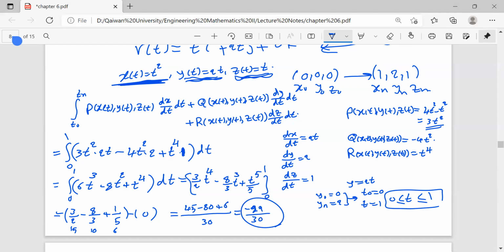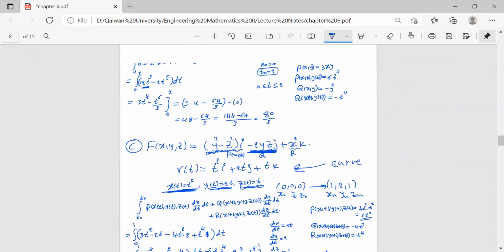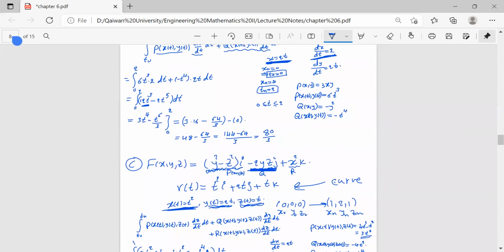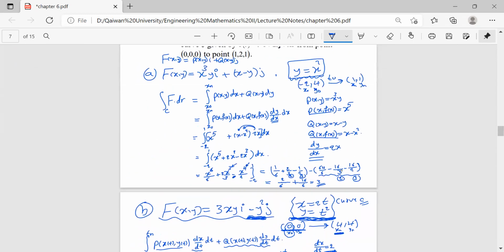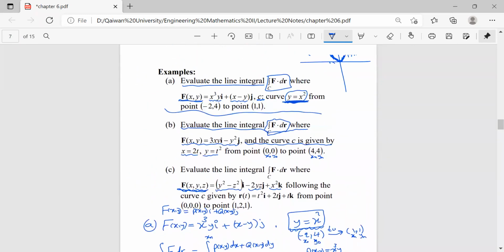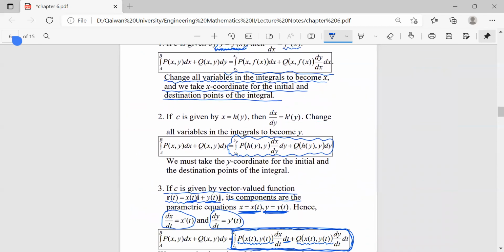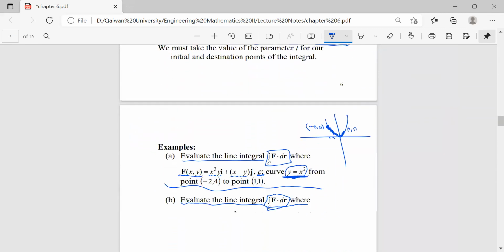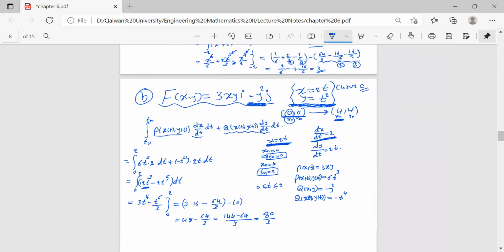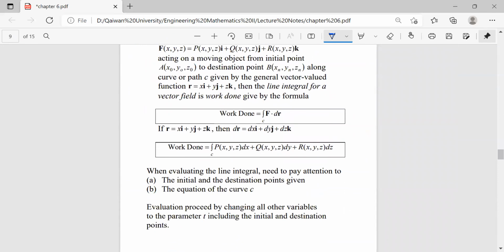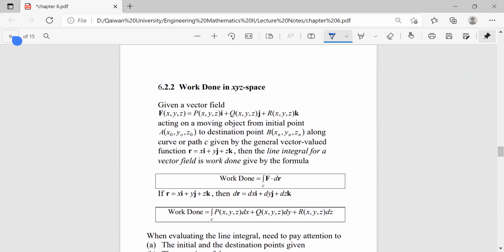Okay, that's it. So the most important thing here is to recognize the example, recognize the question. If you know which of these 3 rules to use, it's easy to calculate it. Okay, it's enough for today.